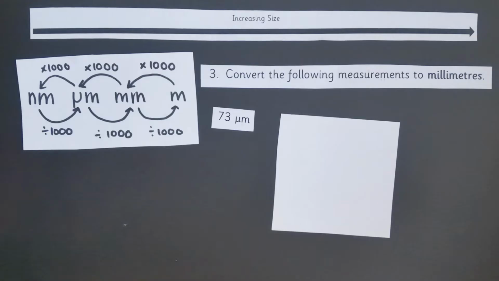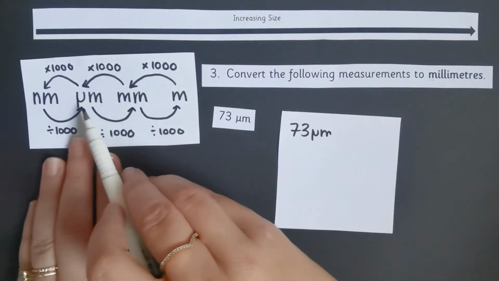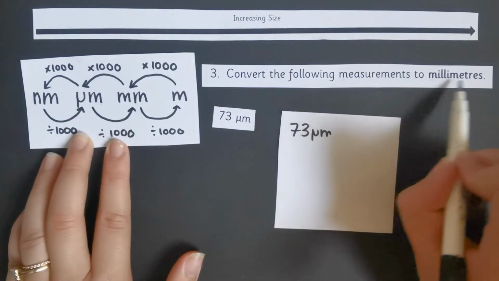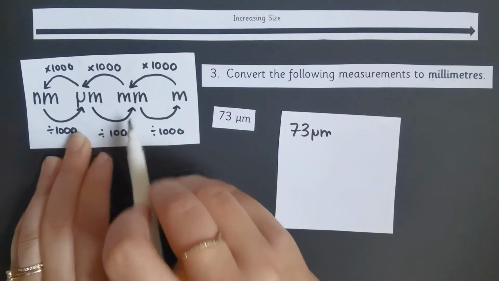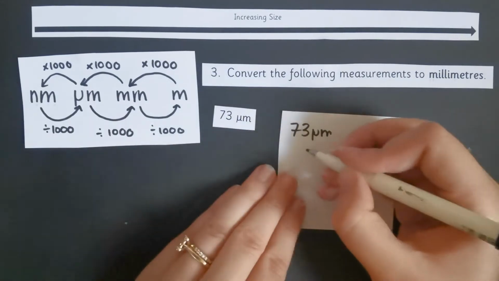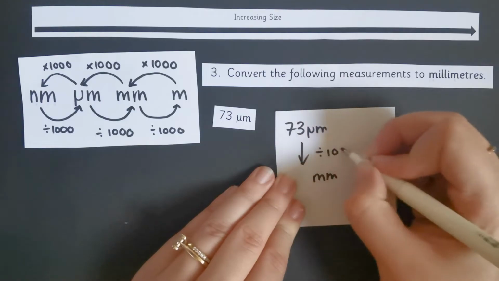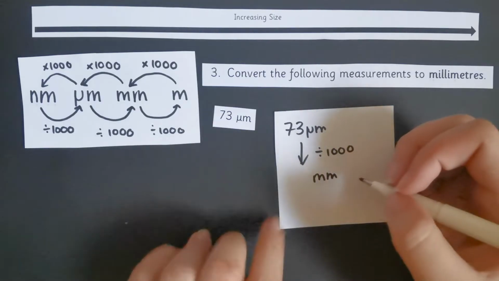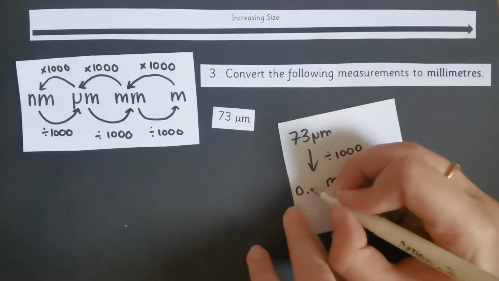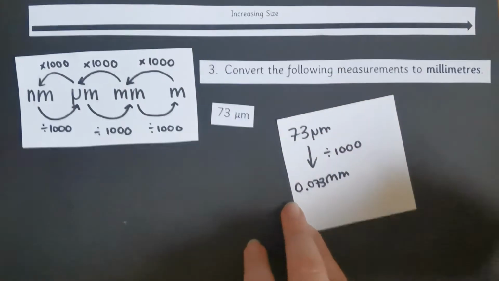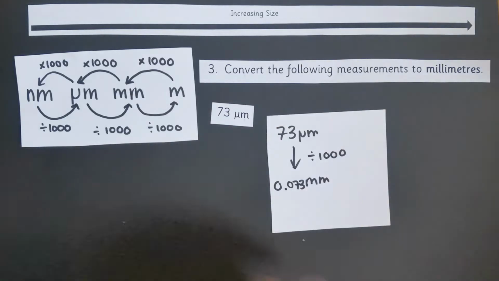We've got one more example we're going to do, and this time we're going from a smaller number to a bigger number. So we're trying to take 73 micrometers and convert it into millimeters. So we have micrometers to millimeters, we need to divide by 1,000. So if we do 73 divided by 1,000, we're going to get 0.073 millimeters. All right, so we divide by 1,000.